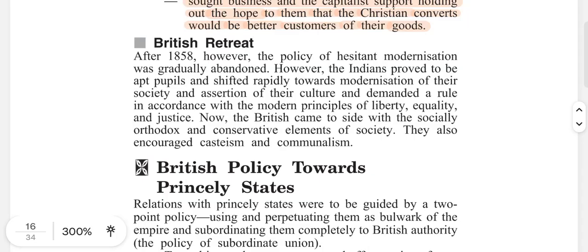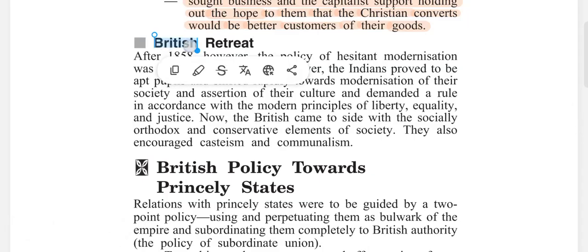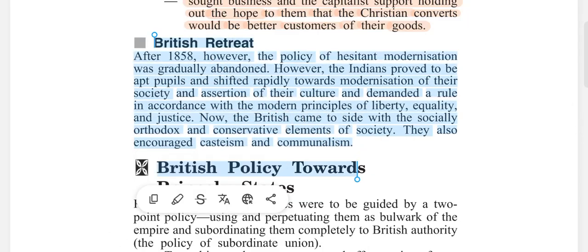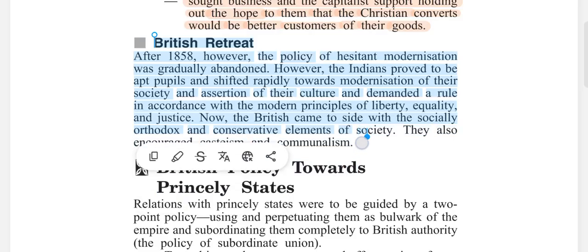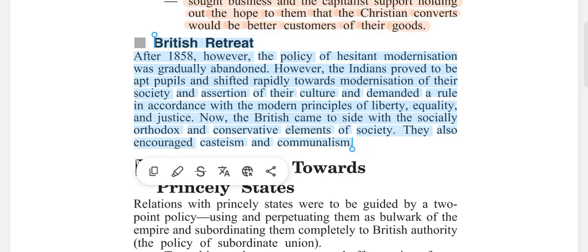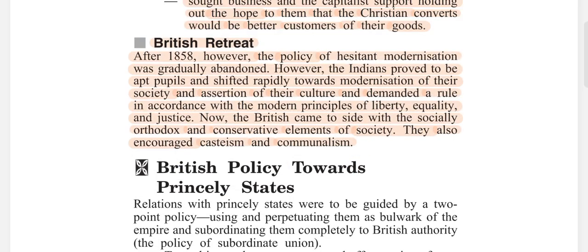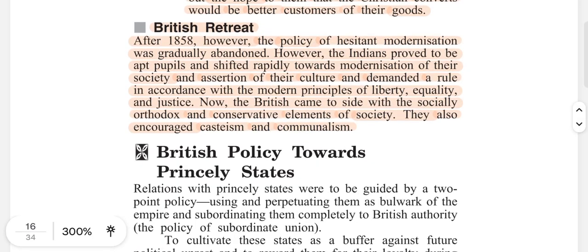British retreat. After 1858, however, the policy of hesitant modernization was gradually abandoned. However, the Indians proved to be quick pupils and shifted rapidly towards modernization of their society and assertion of their culture, and demanded a rule in accordance with the modern principles of liberty, equality, and justice.